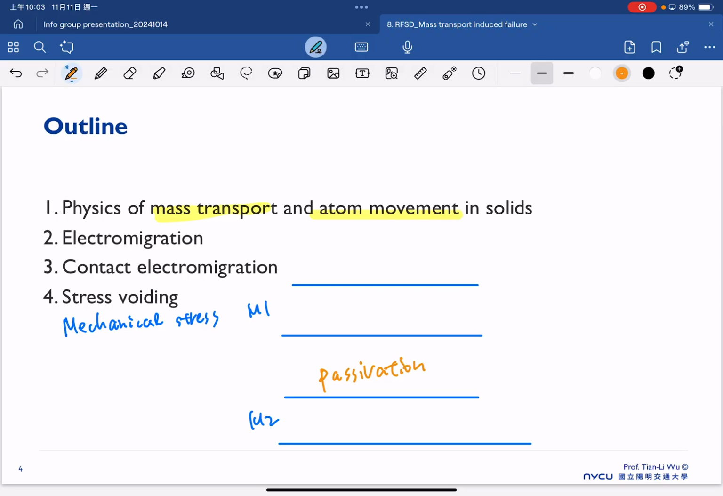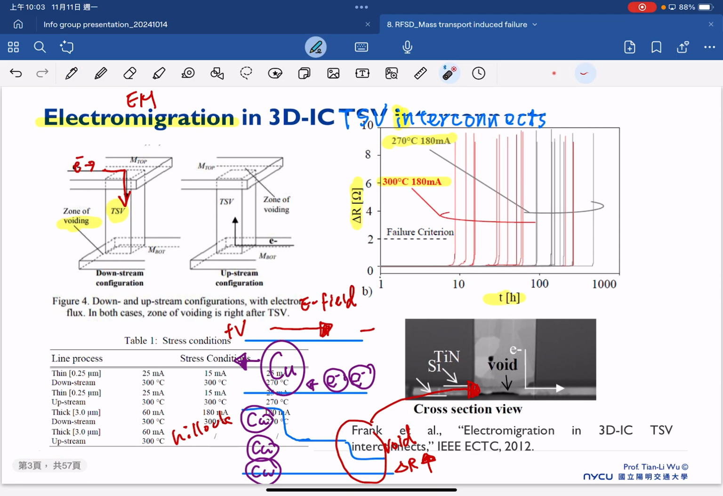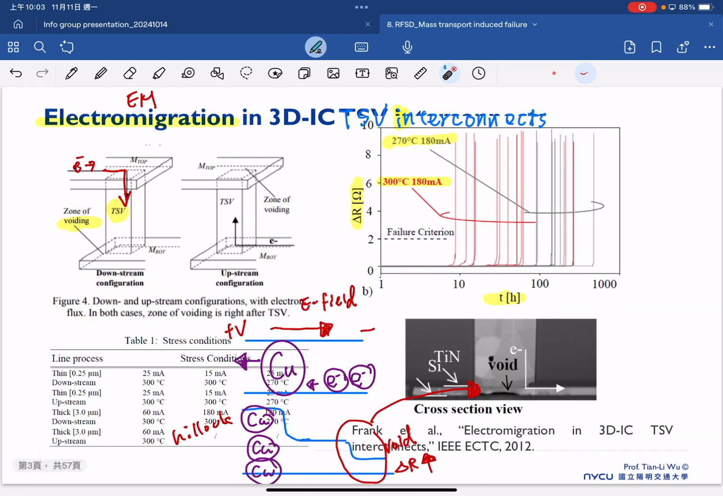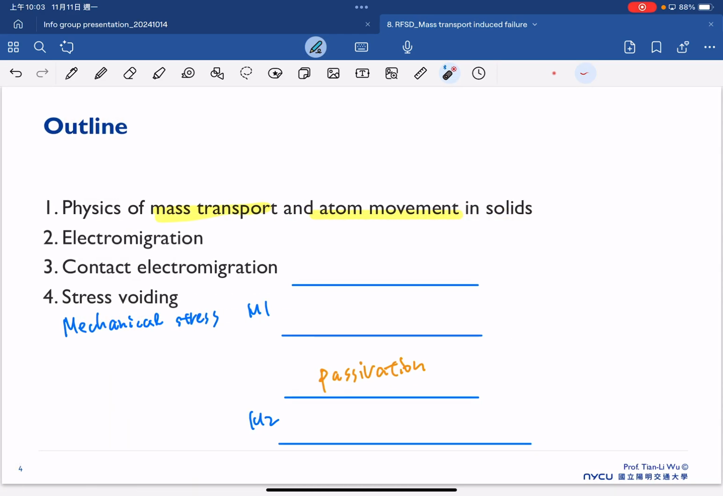So this is the schematic, similar to the case here. We have the metal 1, we have the metal 2, and in between we definitely have this passivation, trying to isolate these two regions. And the problem that can cause the mechanical stress is related to what we call the coefficient of thermal expansion.